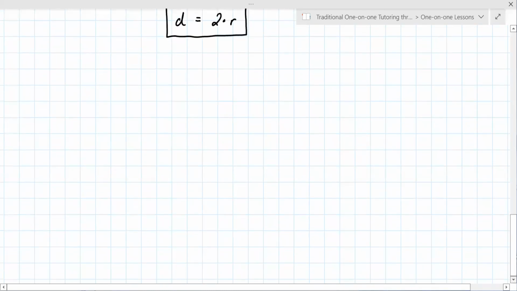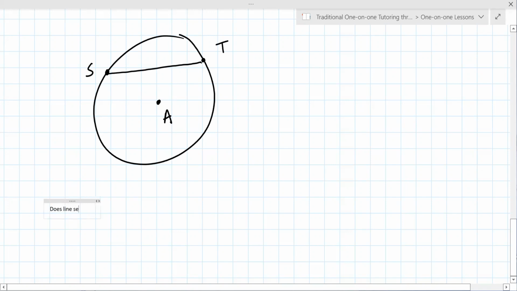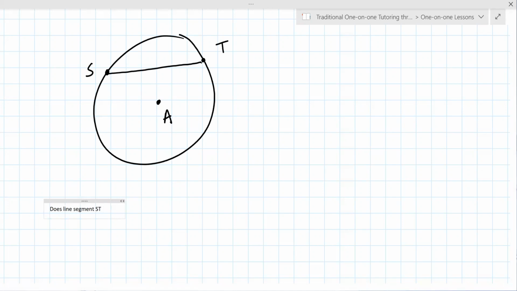Okay, so I'm going to draw a circle yet again. Here's the center. I'm going to use a different letter for the center this time. I'm going to call it A. Okay. And here is a line segment. We'll call it ST, line segment ST. My question to you, and I'll write this out here, is does line segment ST go through the center of the circle?